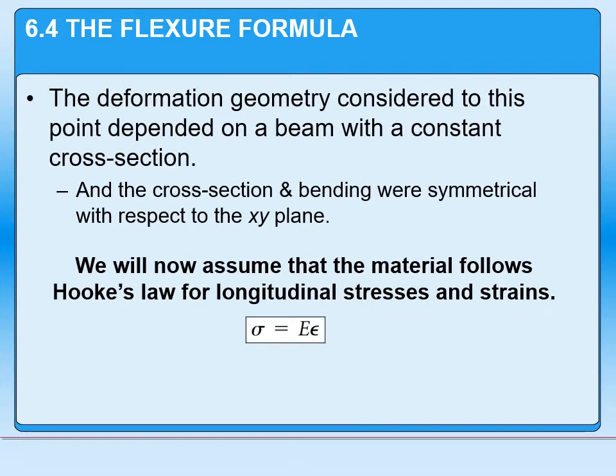We can use this information to develop a relationship known as the flexure formula. So let's take a look at what we know so far. So far, we developed this deformation geometry for a beam with a constant cross-section. Right? That's kind of important. The other thing about it is the cross-section and the bending is symmetrical. Right? It's symmetrical above that XY plane.